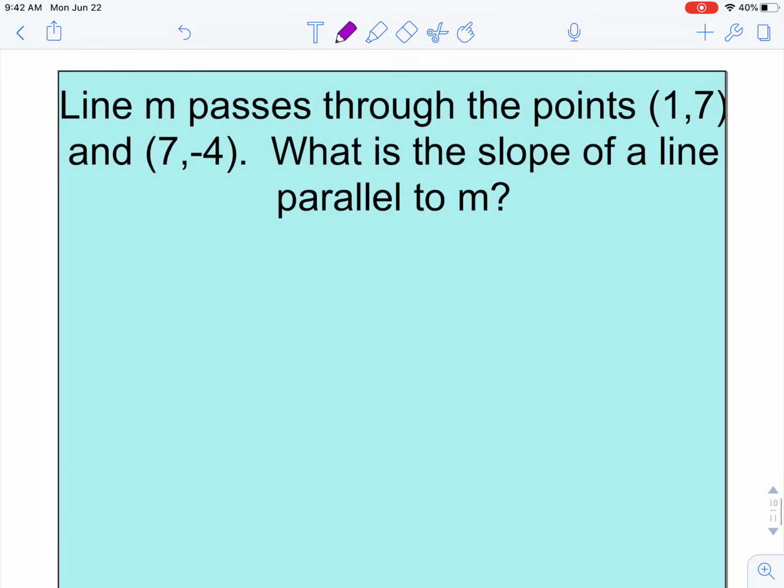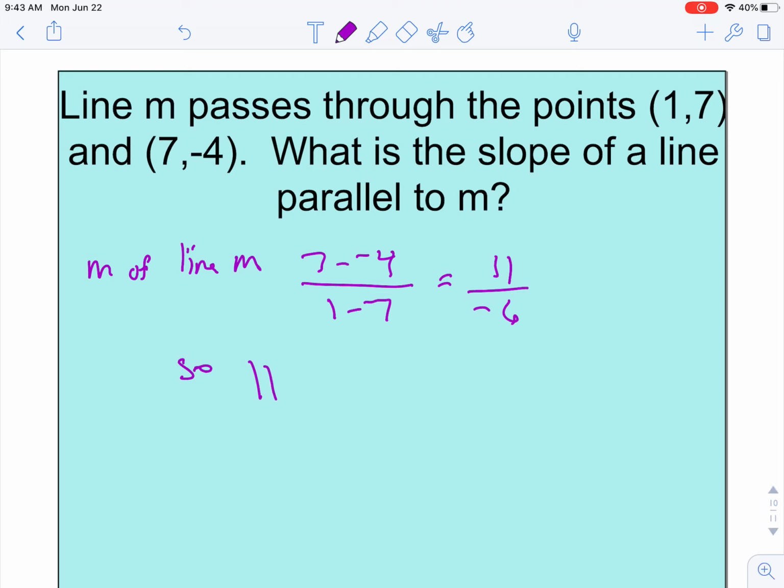So now let's use those parallel and perpendicular postulates. It says line M passes through points 1, 7, and 7, -4. What is the slope of a line that's parallel to M? Well, we could graph these points. It doesn't tell us to do that. We don't need to. What we need to do, though, is find the slope of line M. So, again, y2 minus y1 would give us 7 minus a -4 over 1 minus 7. Doesn't matter if I switch the order of the ordered pairs. It equals 11 over -6.